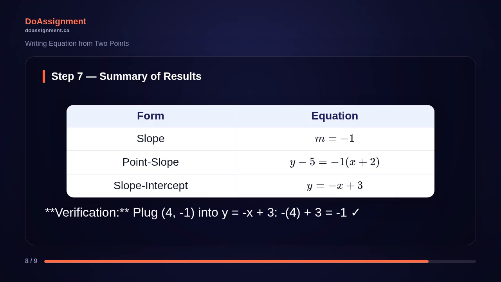To summarize, the slope is -1. The point-slope form is y minus 5 equals -1 times the quantity x plus 2, and the slope-intercept form is y equals -x plus 3. We can verify by plugging in 4 for x, -4 plus 3 equals -1, which matches our second point. The answer checks out.